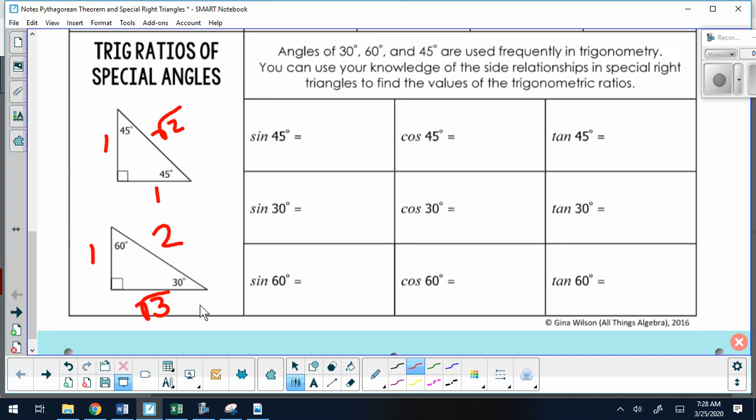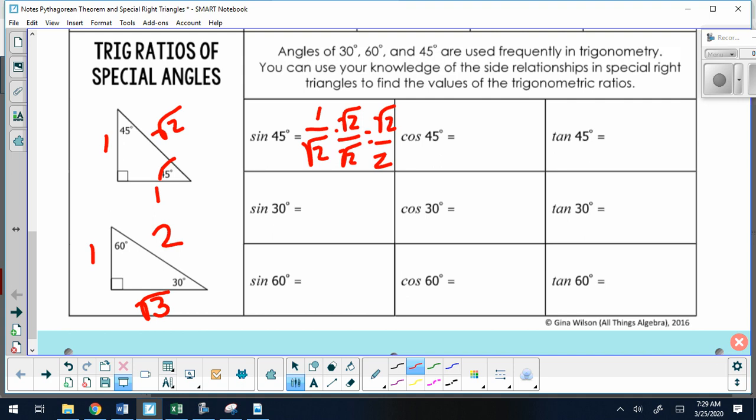So if I'm doing sine of 45, I'm going to use this angle here. Opposite over hypotenuse. And then rationalizing the denominator, I get square root 2 over 2. Remember what I'm doing there: square root 2 times square root 2 is the square root of 4, which is 2. So that's how the square roots are going away. So the sine of 45 degrees is square root 2 over 2.